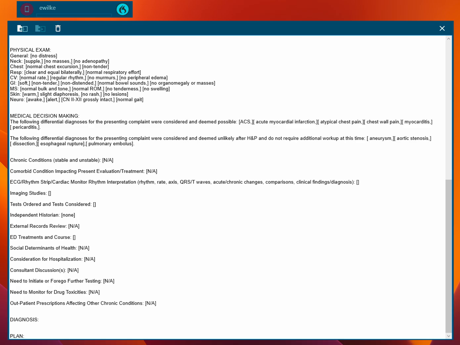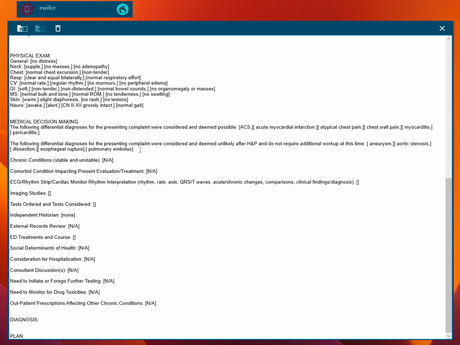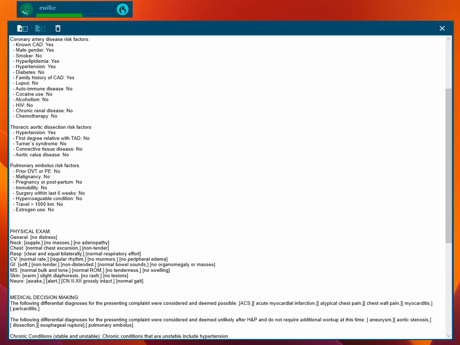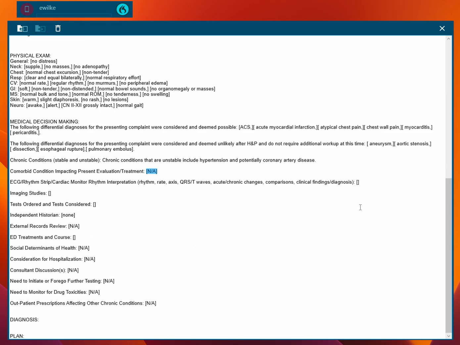All right, so I'm going to come to the chronic conditions section of the chart. Chronic conditions that are unstable include hypertension and potentially coronary artery disease. Comorbid conditions impacting evaluation and treatment: hypertension makes the workup and treatment more complicated due to increased risk of cardiovascular complications.